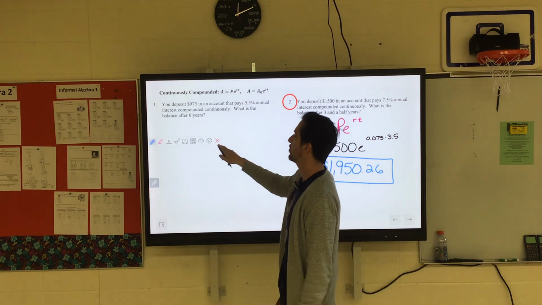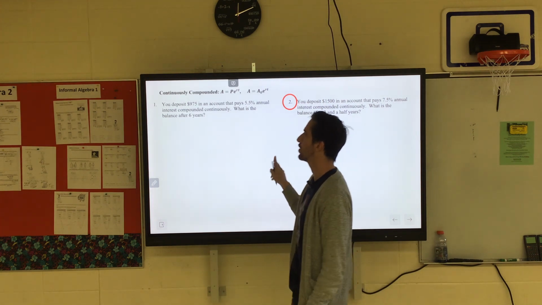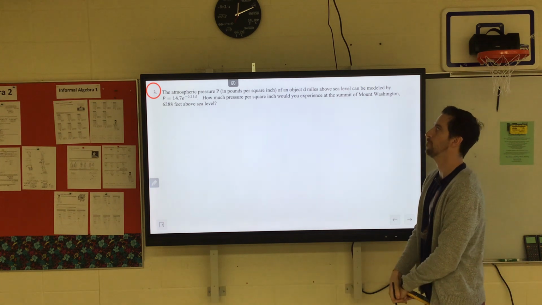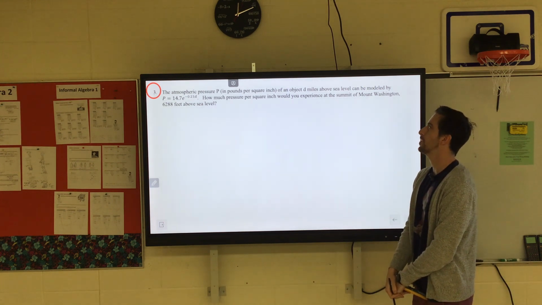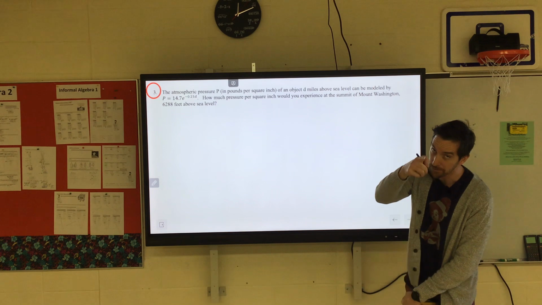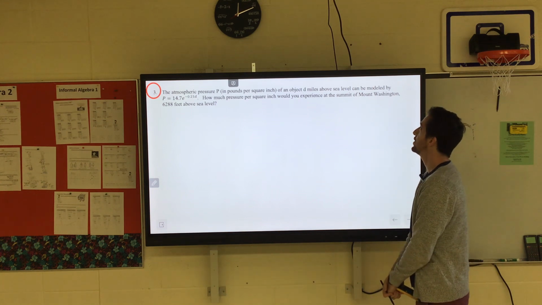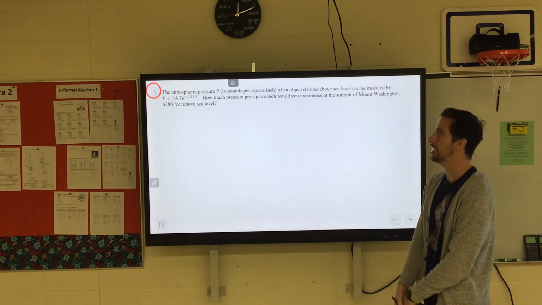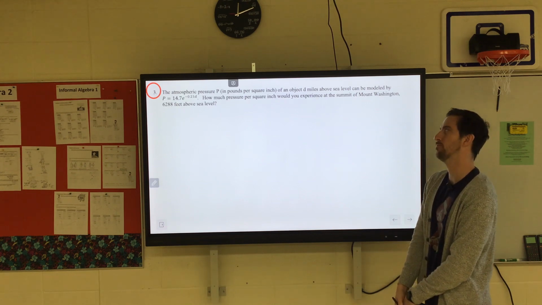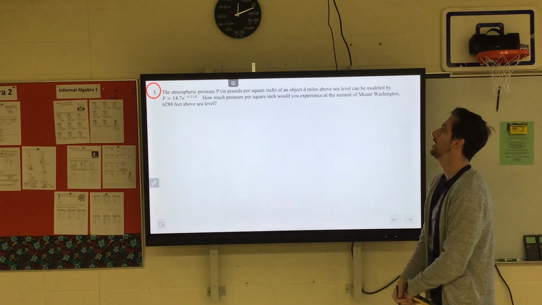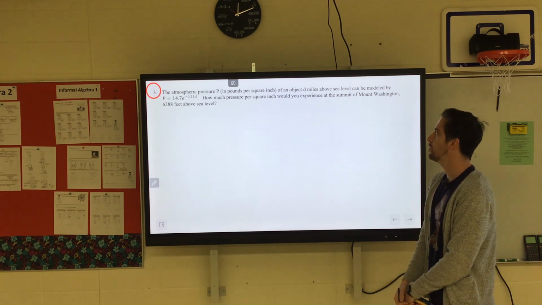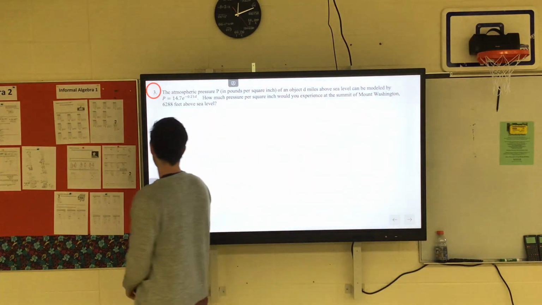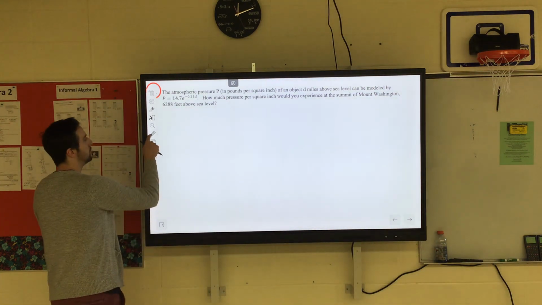Now look at number 3 next. This one has a bit of a curveball on it. The atmospheric pressure, P in pounds per square inch, of an object d miles above sea level can be modeled by P equals 14.7 e to the negative 0.21 d power. How much pressure per square inch would you experience at the summit of Mount Washington, 6,288 feet above sea level?